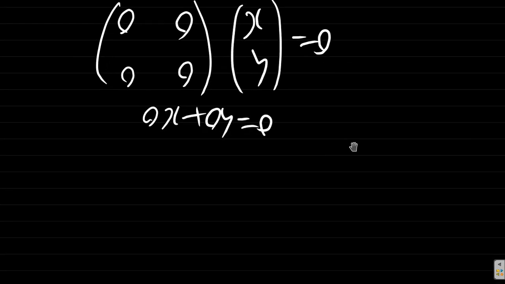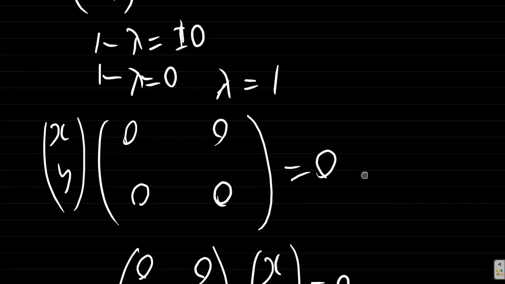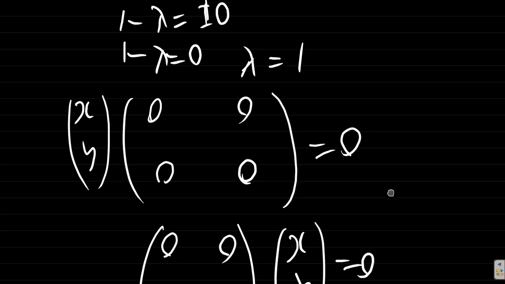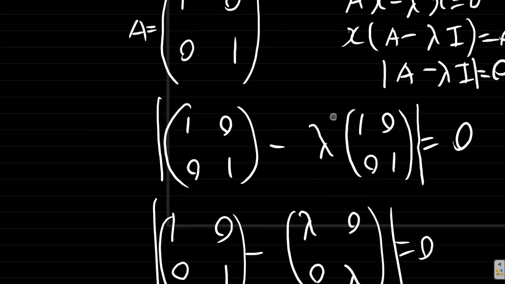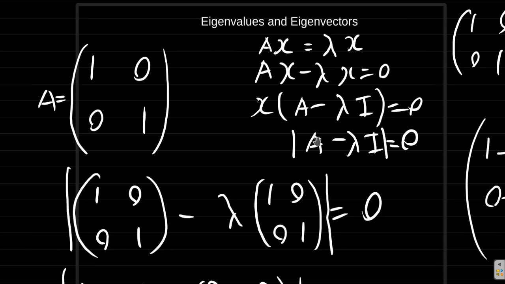Now, here, we looked at the steps of finding the eigenvalue and the eigenvector for a 2 by 2 matrix. And I just wanted to check out what it would be for this matrix, the identity matrix.